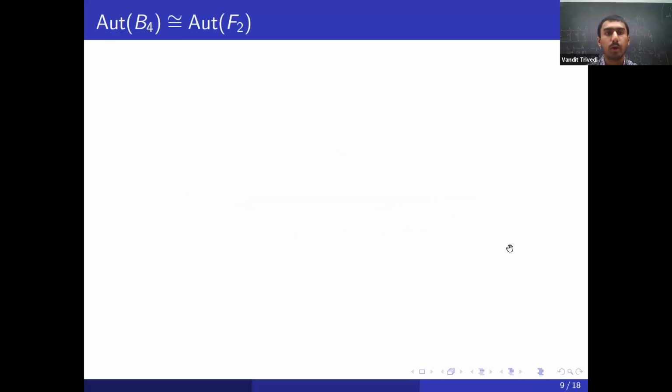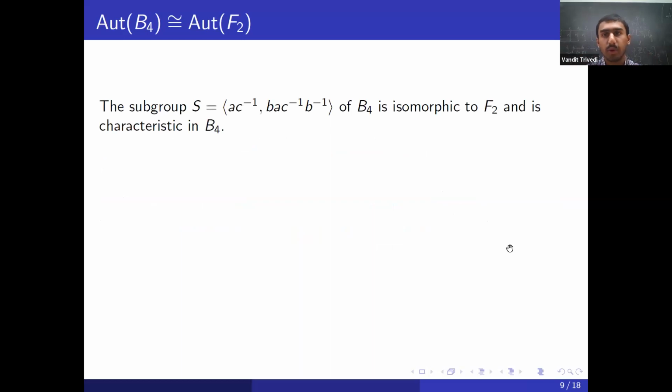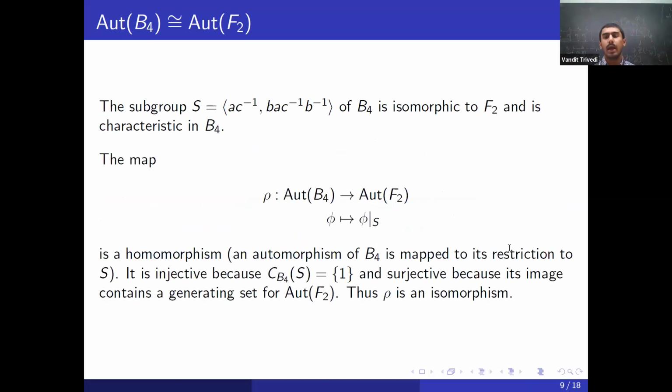So for the first one, Aut B4 isomorphic to Aut F2, here's a subgroup that's isomorphic to F2, and you can see this in various ways. Perhaps the ping pong lemma might be one way to see that, and it is characteristic in B4. And the map from Aut B4 to Aut F2 is naturally this restriction map.